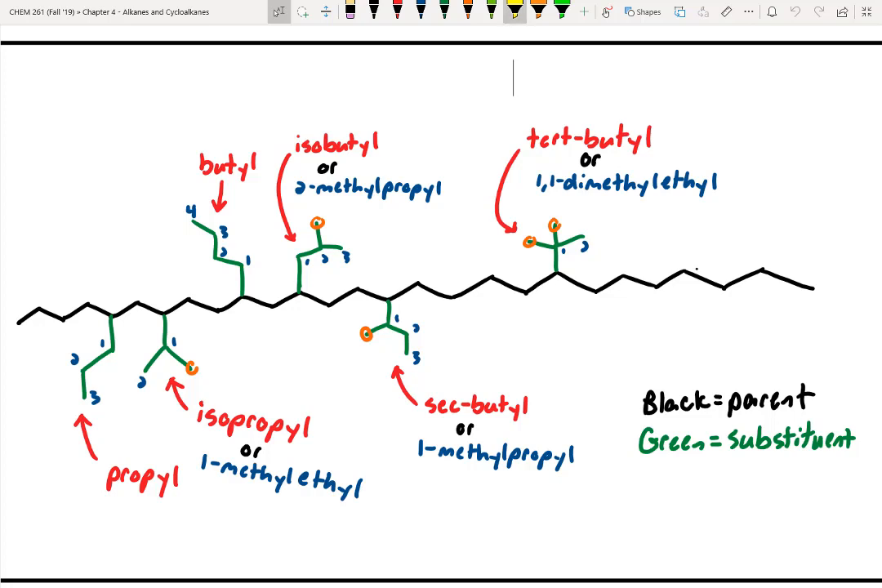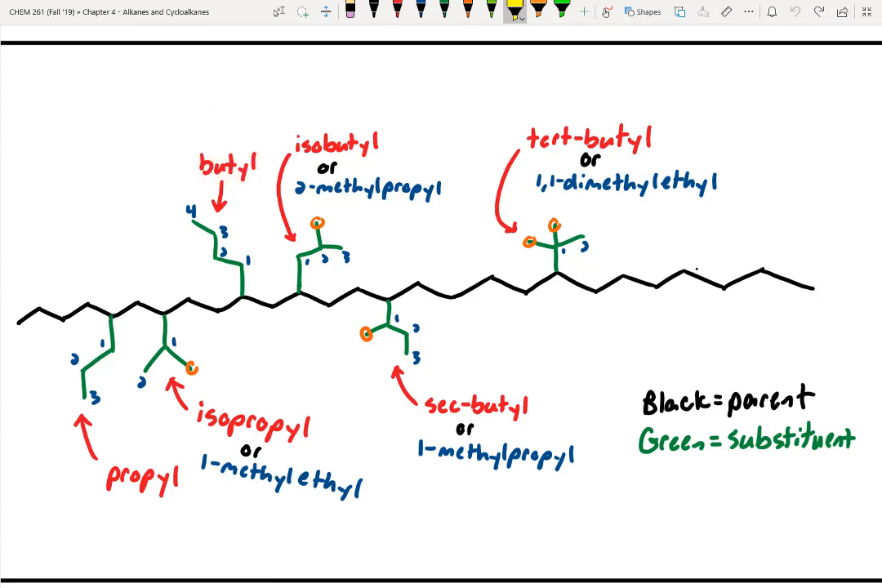And then as we go over next, we've got this butyl group right here. That butyl group just has 4 carbons. But you see how the isobutyl group right here also has 4 carbons, but it's branched at the end, so we tack on that iso to say that it's branched at the very end.